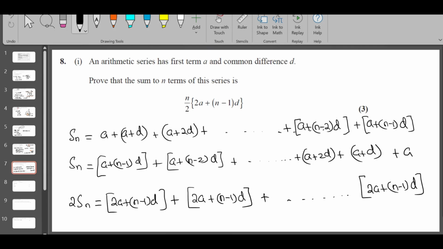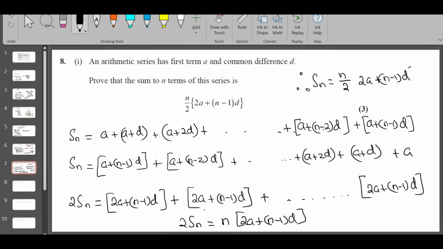So how many terms are there? There are n terms, n similar terms. So you can write it as 2Sn is equal to n times 2a plus n minus 1 times d, because all these n terms are similar terms, right? Divide by 2, you got the answer already. Sn is n over 2 times 2a plus n minus 1 times d. That's a 3-mark question, that's all.